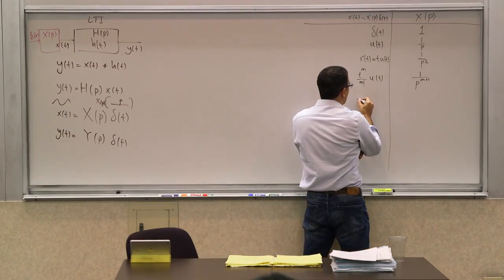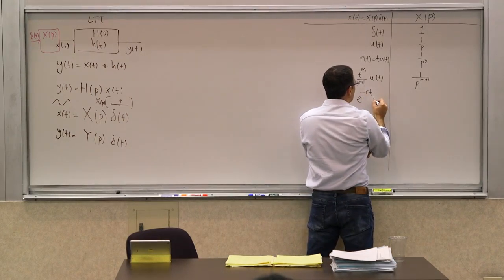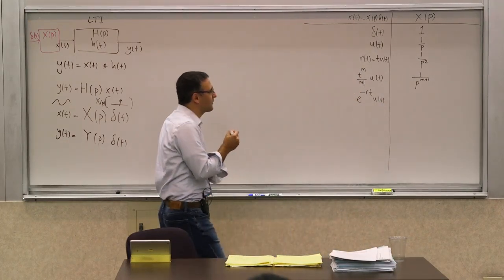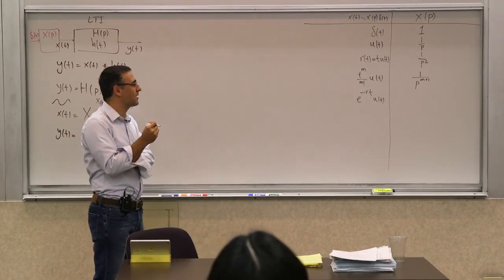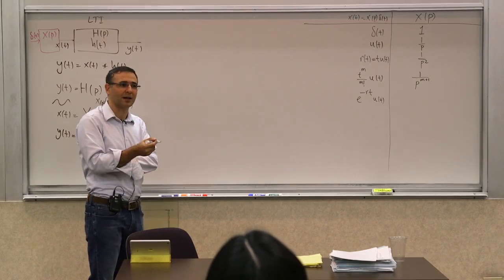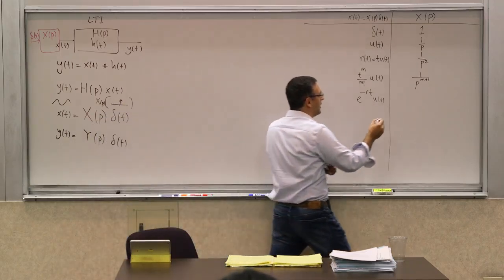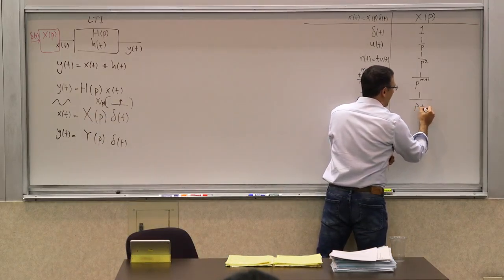How about exponentials? How about e to the negative rt u of t? What generates this kind of response off of an impulse? What kind of system has this impulse response? We've talked about this too. 1 over p plus r, right? The low-pass operator.